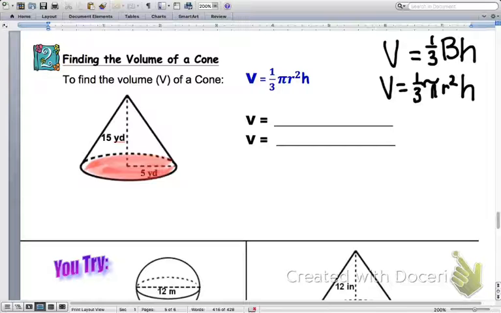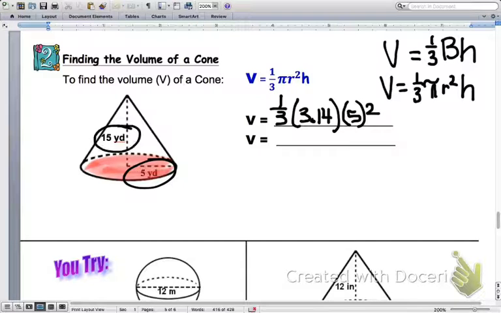Let's plug this information in. 1/3 times pi, which is 3.14. The radius that they give us is 5. And the height is 15. Let's think about our exponents first. 5 squared is 25.